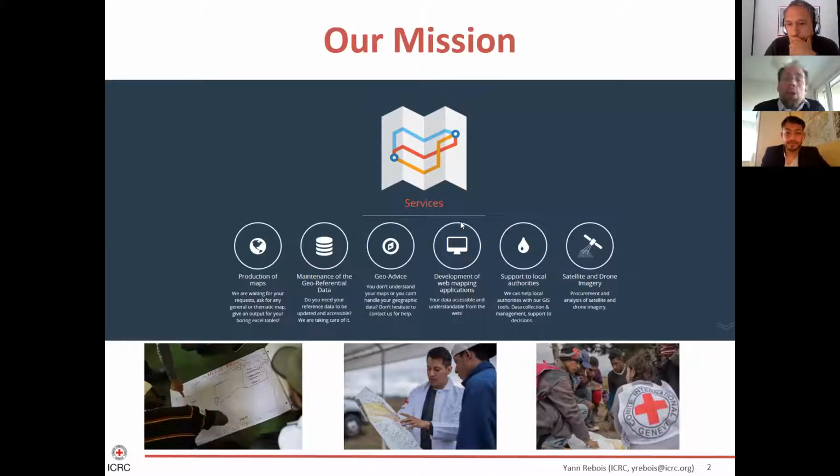We are providing support to our colleagues with geo advice, developing a lot of web mapping applications. We are as well working with drone and satellite imagery. And from time to time, when it's possible, we are supporting authorities. So you see it's a large panel of services that we are providing internally.